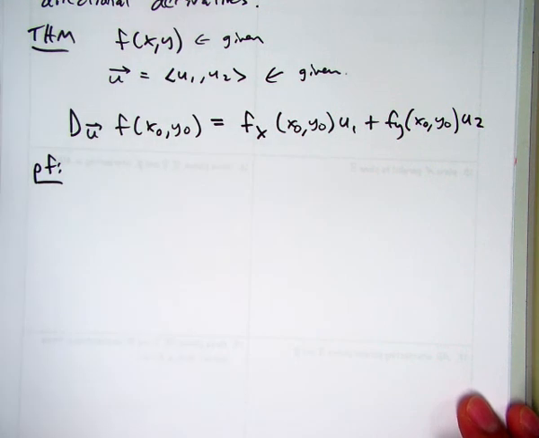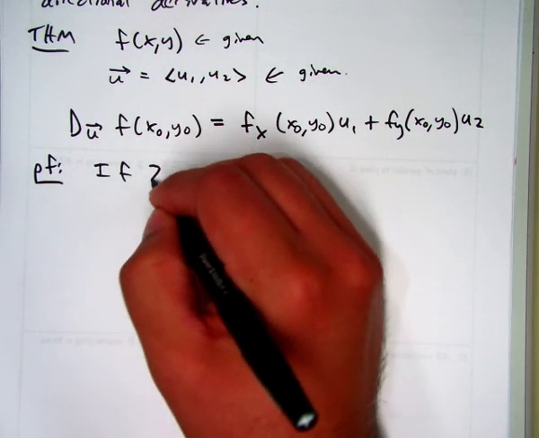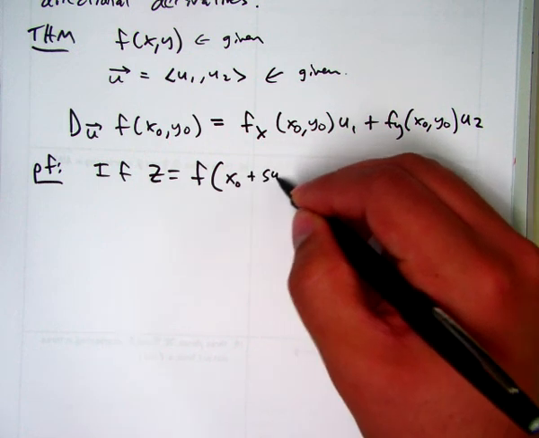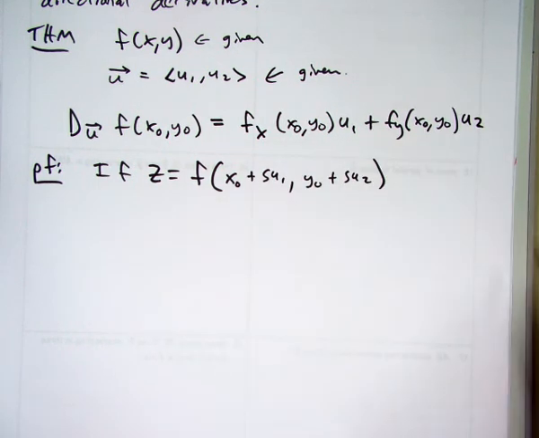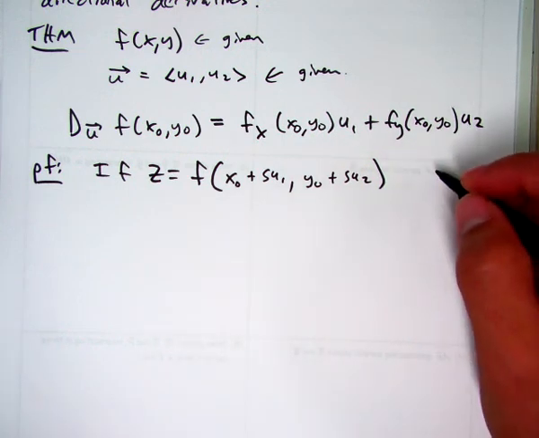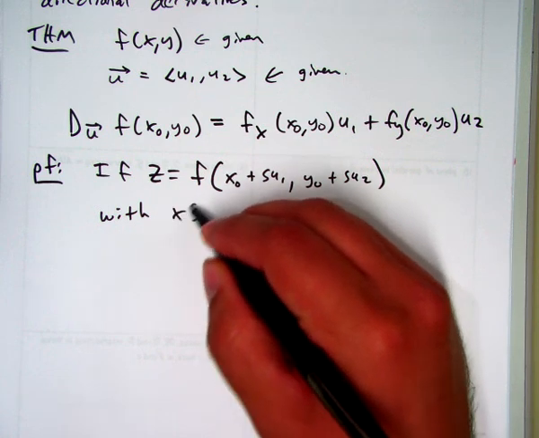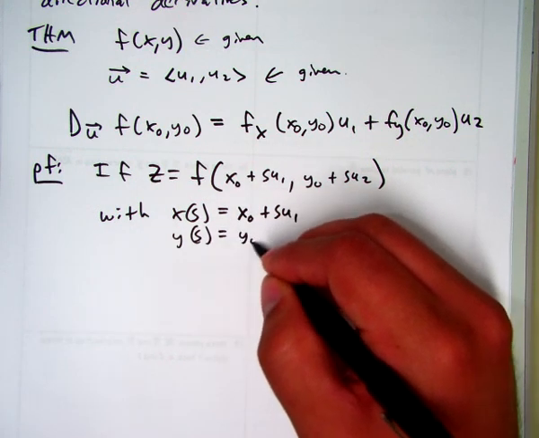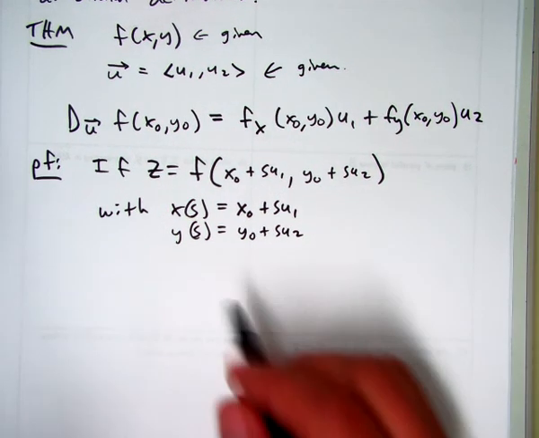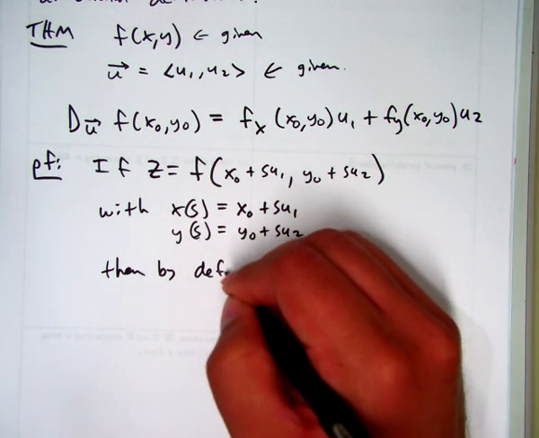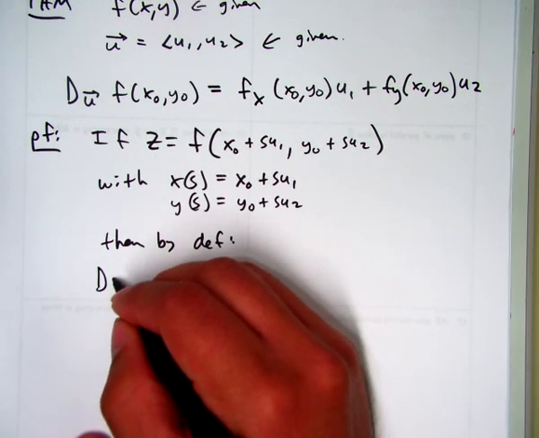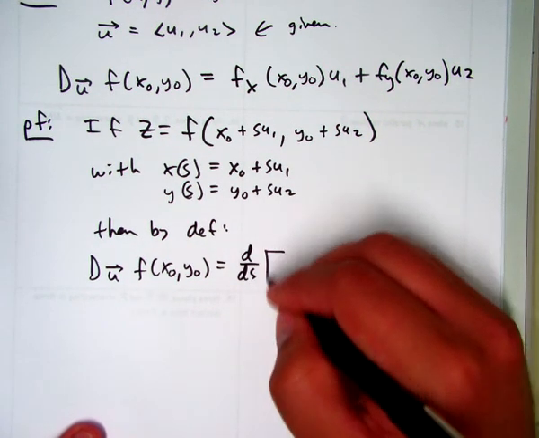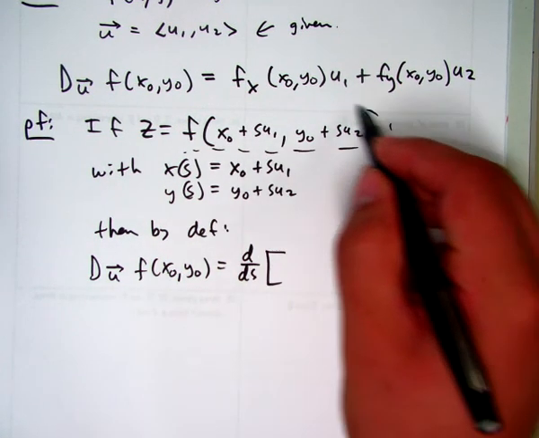We start with the definitions, or basically what we know we can do. So if z is going to be a composition of functions, just like we've been doing, f(x0 plus s u1, y0 plus s u2), with x of s equaling x0 plus s u1, and then y of s, so we're defining exactly what everything is here. Then, by definition, the directional derivative at a particular point can be calculated by doing the derivative with respect to arc length of whatever function we have.